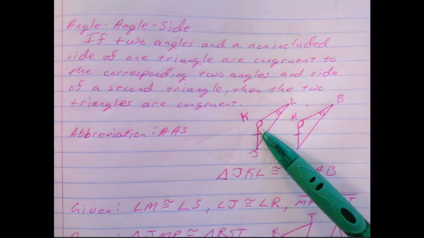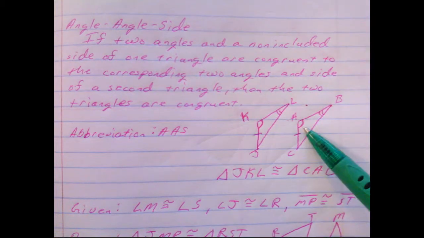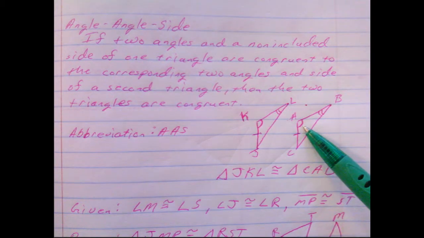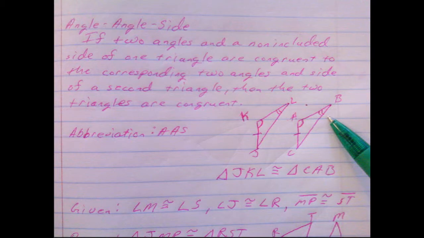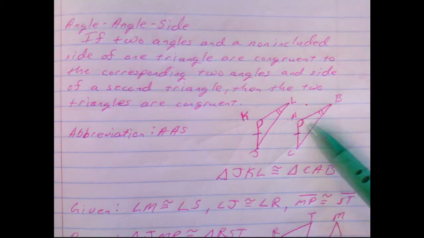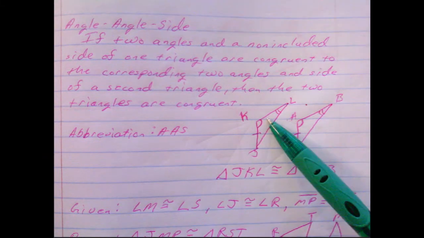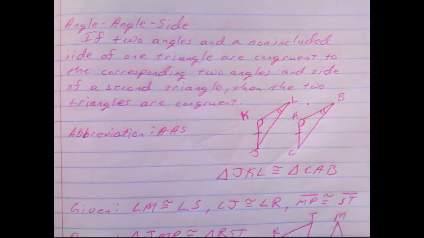So if I look at my example, I have angle K is congruent to angle A. I have angle L is congruent to angle B. Now the included side would be AB and KL, so it can't be that one. It can be any of the other two. Either of the other two.